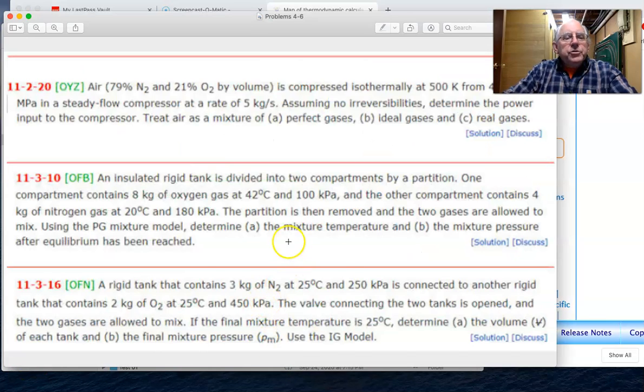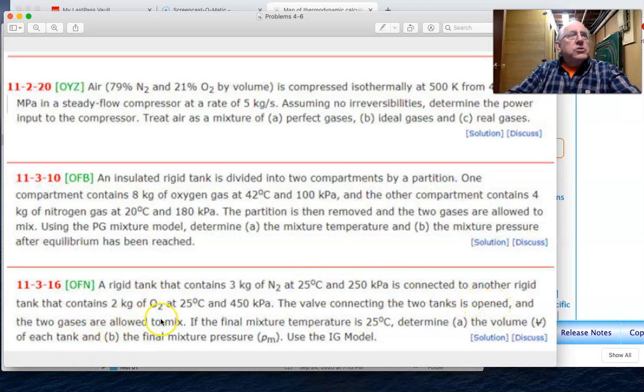Okay, now we're ready to finish up with the last of the 6 problems. This one shown on the screen here is 11.3.16 OFN. We have a rigid tank that contains 3 kilograms of nitrogen at a given thermodynamic condition, connected to another rigid tank that contains 6 kilograms of oxygen at similar conditions, similar temperature, but at a higher pressure. The valve connecting the 2 tanks is opened.